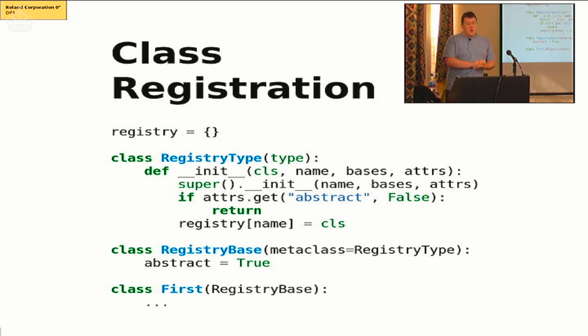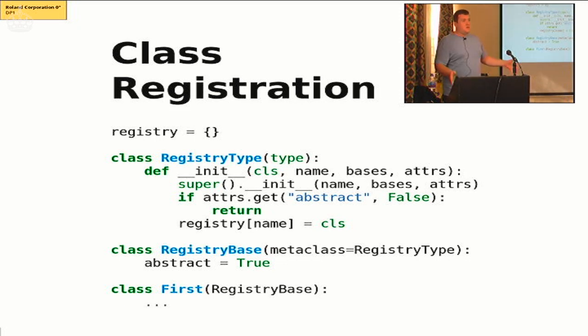So here we want to automatically register a model. We want to automatically register a class with a registry. So here the registry is just a dict. And so what we're going to do is have a base class, registry base. That's not going to have any useful things in it, so we don't want it to end up in the registry. So we'll set abstract equals true.